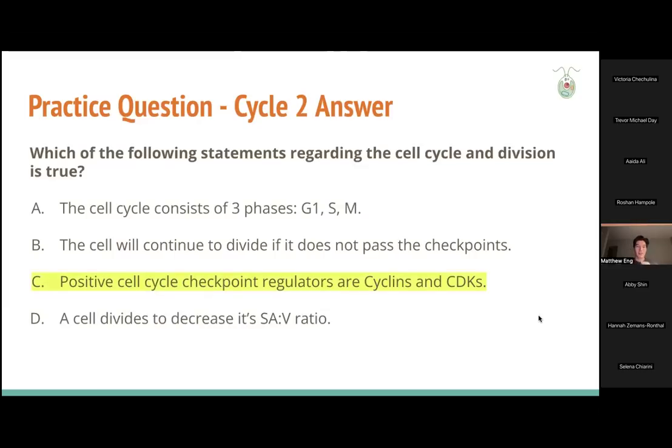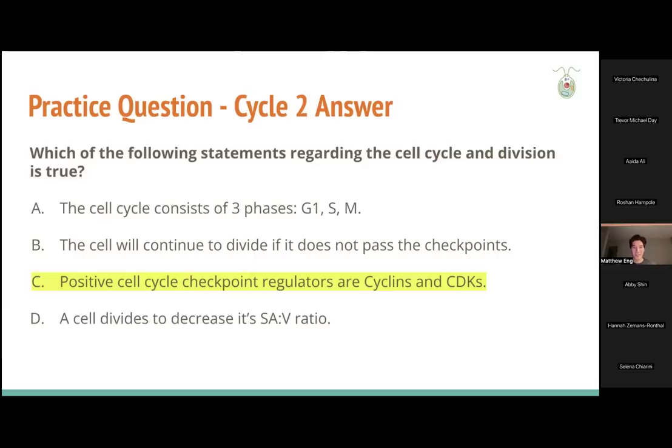Okay, so for this one, it's going to be C. The positive cell cycle checkpoint regulators are cyclins and CDKs. Obviously, we just talked about that. Those are what's going to push the cells through the checkpoints via phosphorylation. And so we can go through the other ones. A, the cell cycle consists of three phases, G1, S, and M. That's incorrect. We have four phases: G1, S, G2, and M.